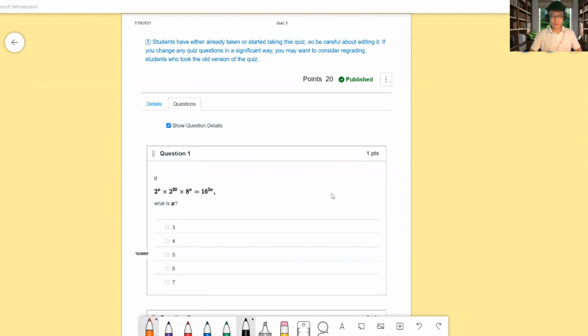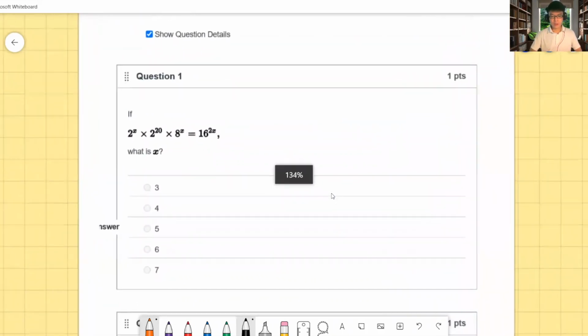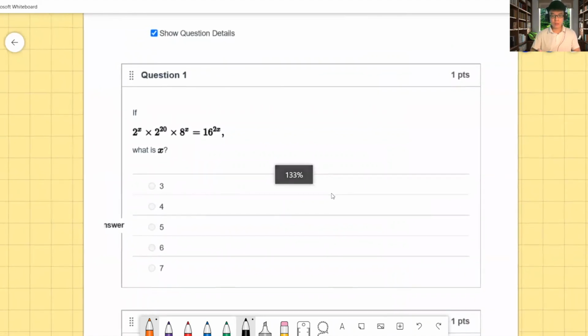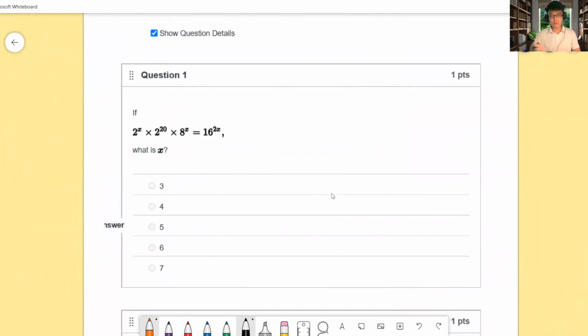Question 1. From the following equation, let's solve x. So here let's make every exponential function in terms of base 2. So 2^x times 2 to the 20th power. Now we know 8 equals 2 cubed. That means 8 to the x power equals 2 cubed to the x power, which is equivalent to 2 to the power 3x.